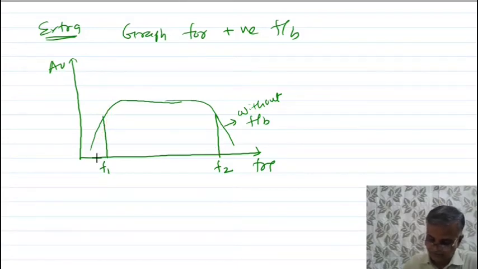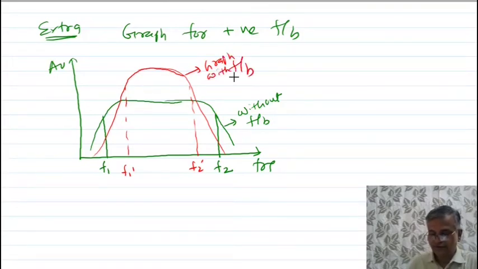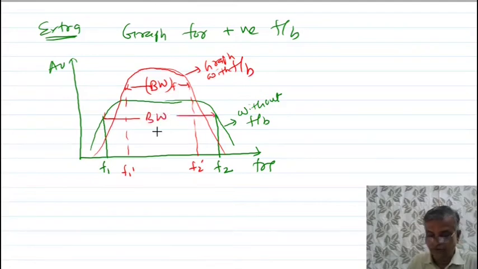Your graph will be like this. This is your F1 dash, this is your F2 dash. This is a graph with feedback. So this is your bandwidth with feedback. This is the bandwidth without feedback. For positive feedback, you can see the gain increases. This is just for your knowledge, what I am showing you.